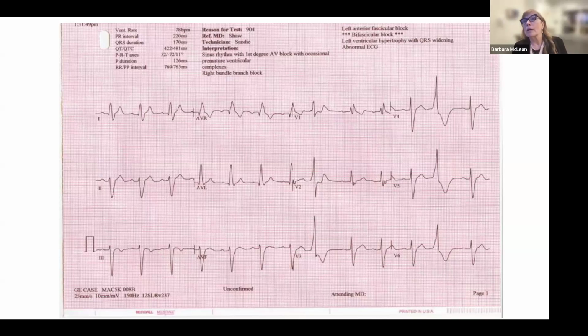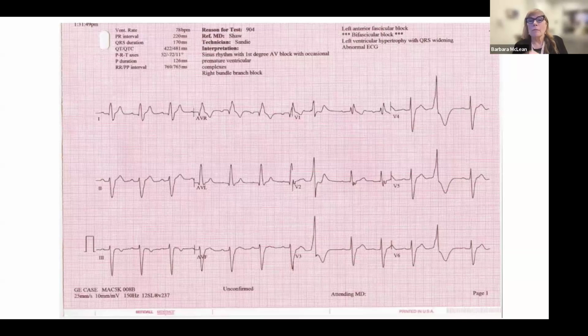There are 3 basic reasons for abnormal axis: hypertrophy, bundle branch block, myocardial infarction. That's it. Are there other causes? Yes, but for our purposes, that's going to work really well.